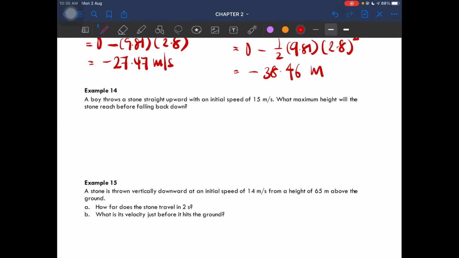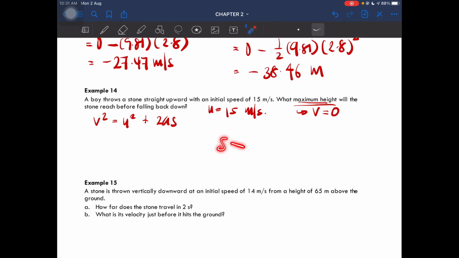Right, example 14. A boy throws a stone straight upward with an initial speed of 15 meter per second. What maximum height will the stone reach before falling back down? As we know, at maximum height the velocity would equal 0. We are asked to find the maximum height, in which we can use the formula v square equals u square plus 2as.